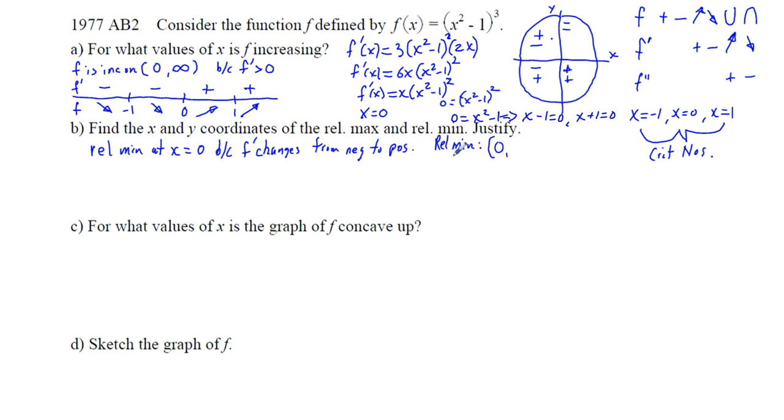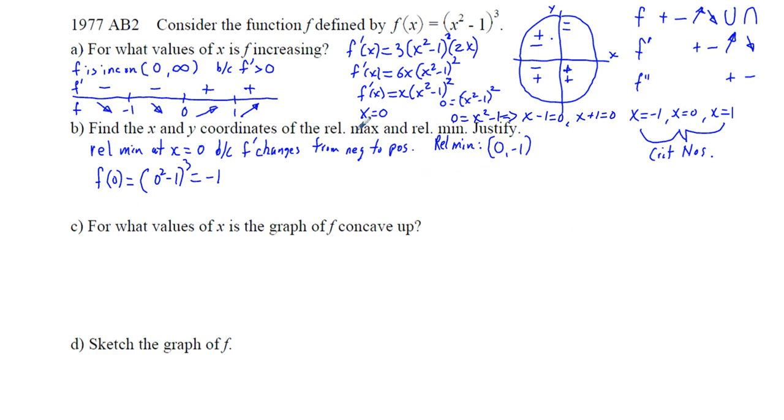Our y coordinate's going to be what we get when we plug in. So we're going to say f of 0 is going to be quantity 0 squared minus 1 cubed. So that's going to be negative 1. So negative 1, that's going to be our relative minimum.